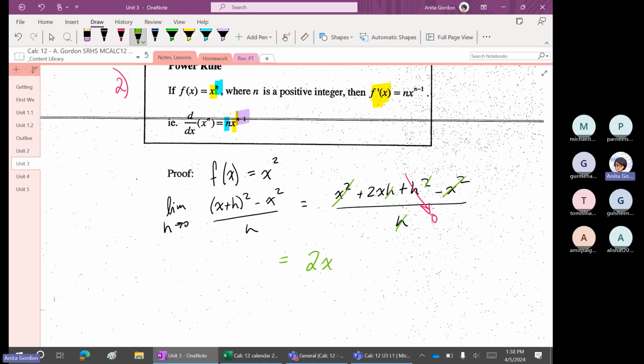There is a more formal proof that you can do with any power of n. It does take a little bit longer to go through. I'm going to link a video in our playlist, but for today's purposes, I don't feel like we need to go into too much detail.